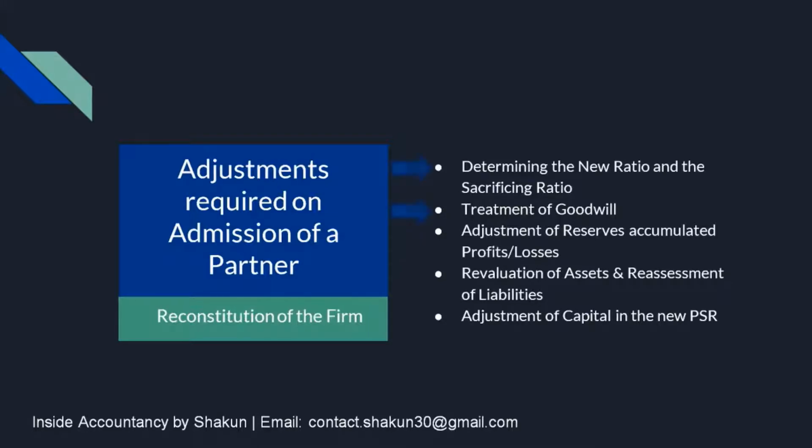We have already talked about the first two, that is when new ratio and sacrificing ratio is to be ascertained and the goodwill is to be treated. All the cases have been discussed in my previous videos. For more details, you can click on the I button. In this video, we'll be talking about how the reserves and accumulated profits and losses are treated with special reference to investment fluctuation reserve. So let's understand the treatment of reserves and accumulated profits.